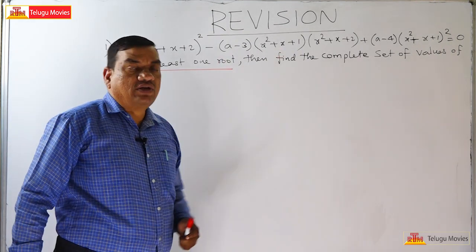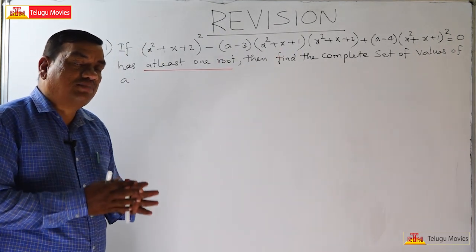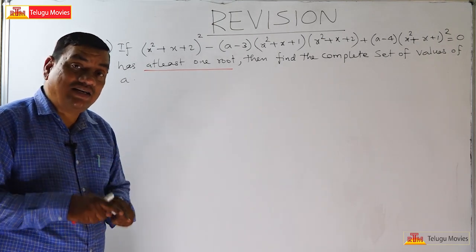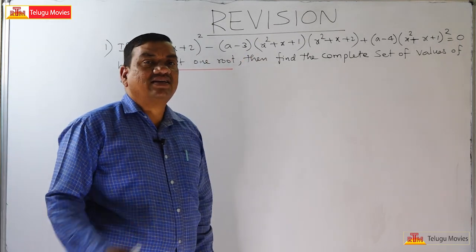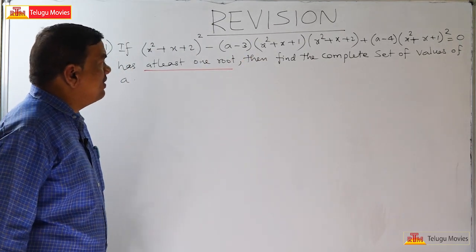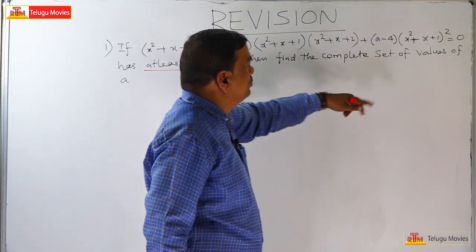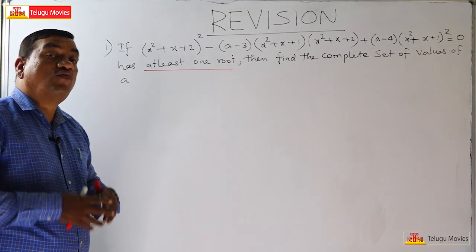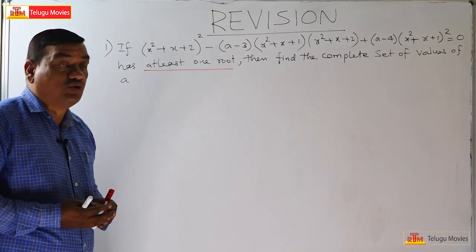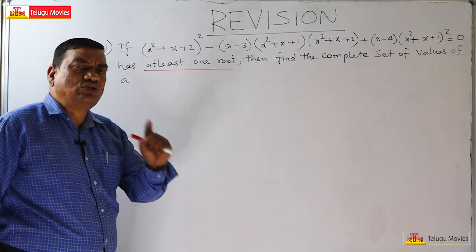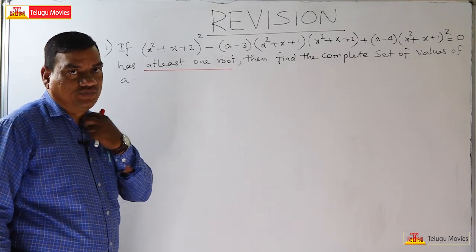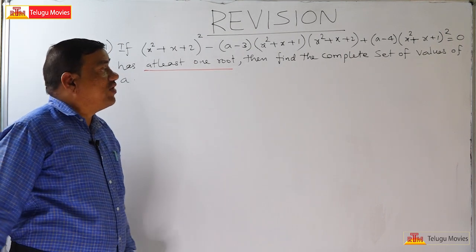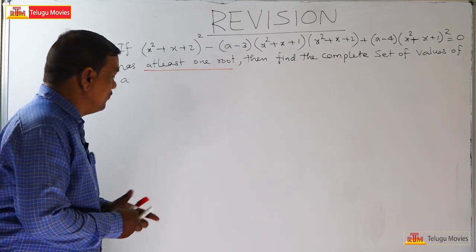So here a is also there in this equation. We have to find out the complete set, that means a belongs to which set. What is the domain of a such that the equation has at least one root? At maximum, x square whole square is x to the power of 4, so at most it should have 4 roots. But it is saying it has at least one root, that means at least one real root. Then we have to find out the complete set of values of a.